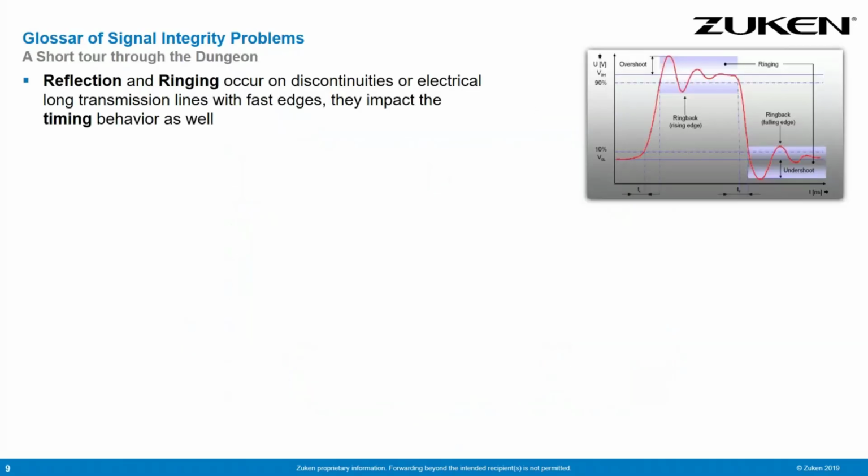So let's go through the jungle of signal integrity problems. What are the key effects which are addressed by simulation tools? We know reflection and ringing, which is a misshaping of a signal from the ideal rectangular square, caused by any kind of discontinuity, by any kind of impact harming the transmission, slowing down the edges, or causing the edges to show any kind of ringing on the high or on the low state. Very important, this is impacting the timing behavior of the signal as well.